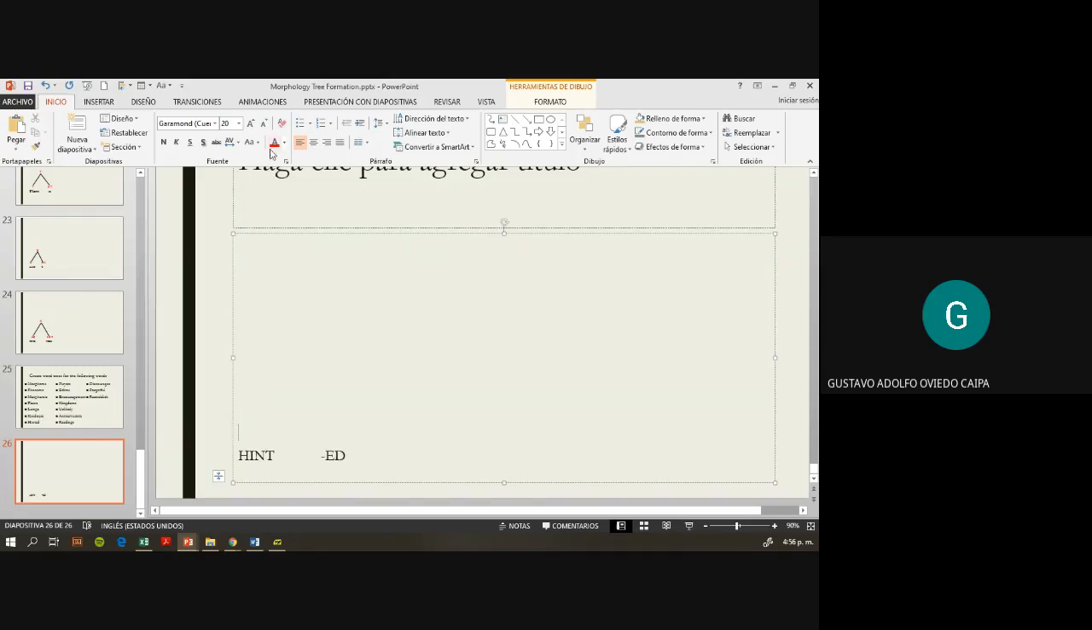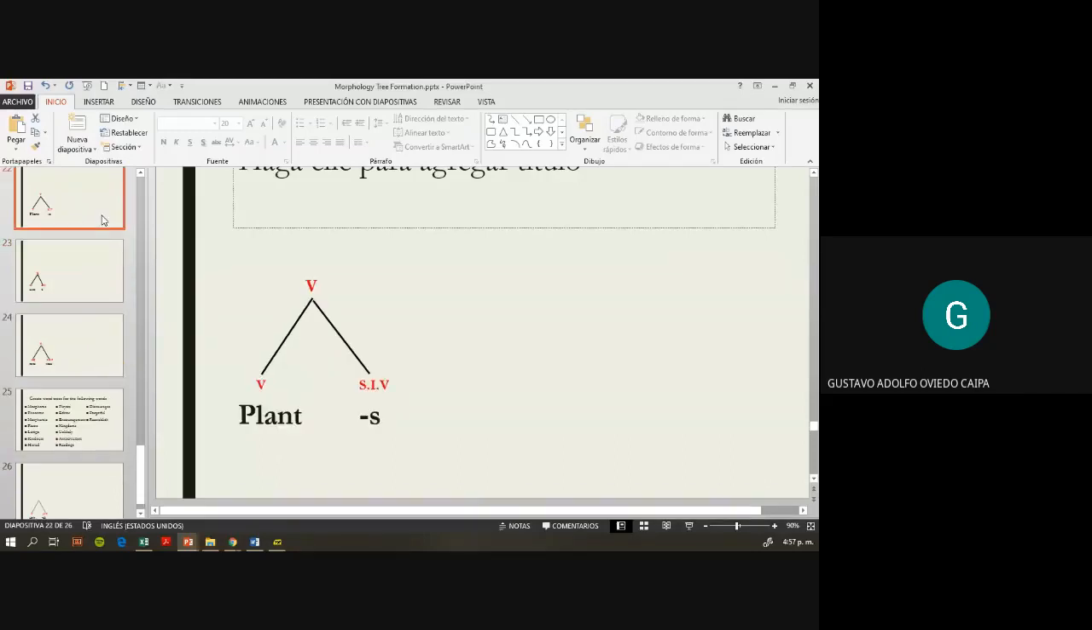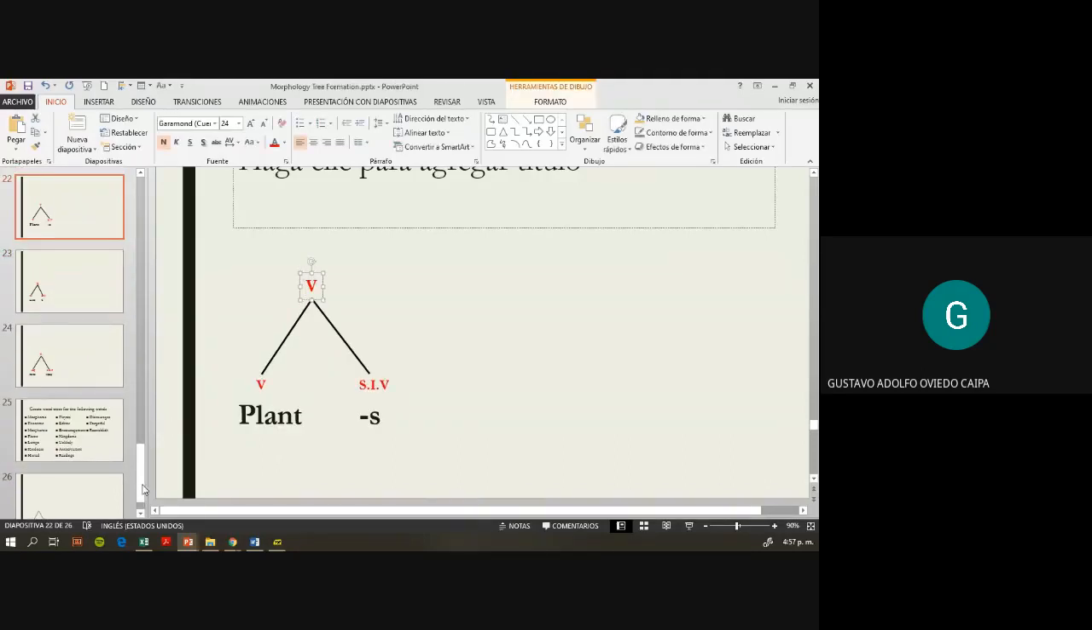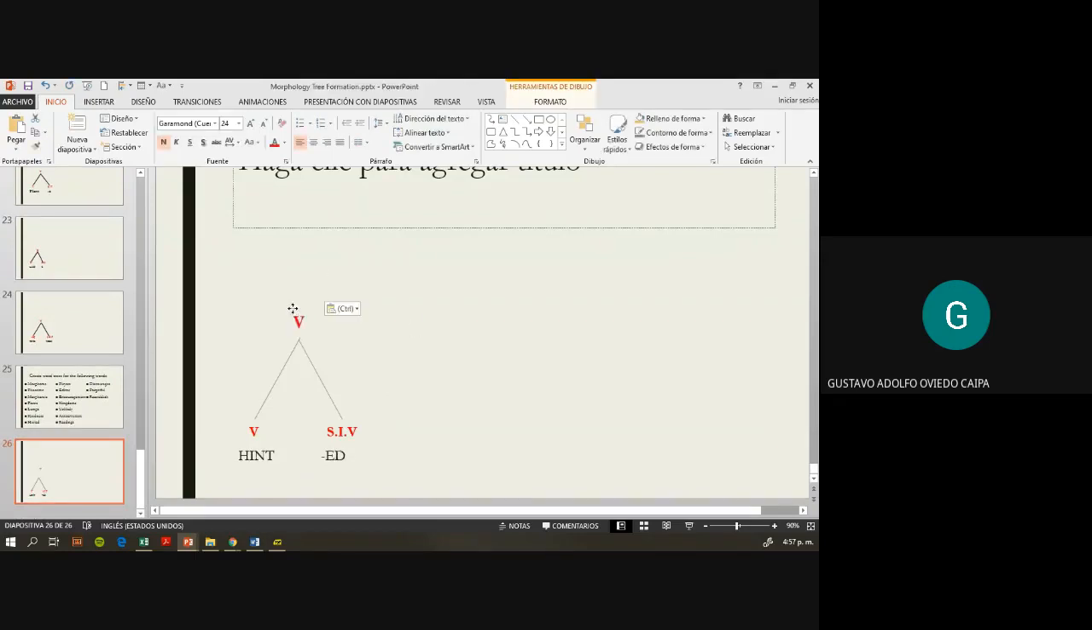All right. So we're going to say that hint, first of all, hint is a verb. And we're going to say that this is a suffix. Now we can say that it's inflectional. And normally we use it for verbs too, for the past, right? So we just need to connect this and this. I'm going to steal this from here.